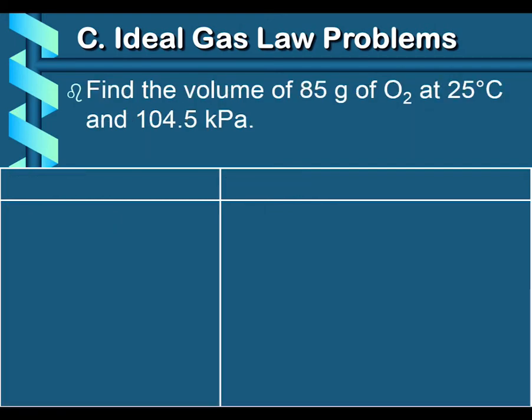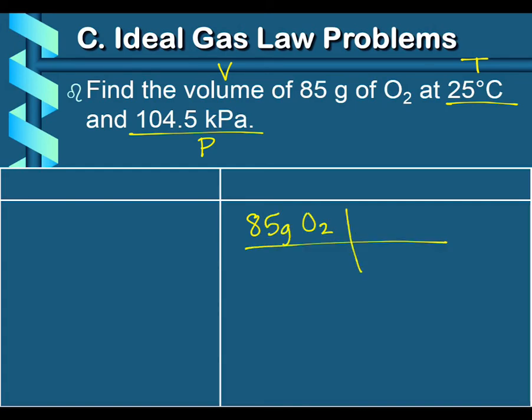And the last example we're going to look at says find the volume of 85 grams of oxygen at 25 degrees Celsius and 104.5 kPa. So we're going to be looking for volume. 25 degrees Celsius, well, that's the temperature we're going to use, but in Kelvin. And kPa is a pressure unit. Notice earlier I said if you're given mass, that's going to have to be converted. So that 85 grams of oxygen must be converted to moles. So grams to moles. And again, that was understood per 1 mole.